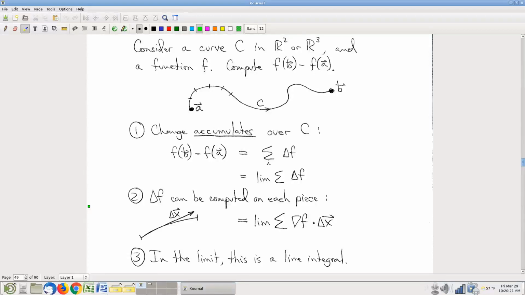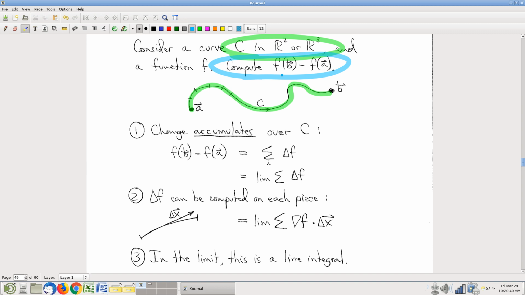Okay, so here's the question that we considered last time. We made a bunch of progress on it, and that is, suppose you are moving along a curve like this, a curve in R2 or R3, right? And suppose you are interested in keeping track of how a certain function is changing, right? So you're interested in computing this quantity of change.